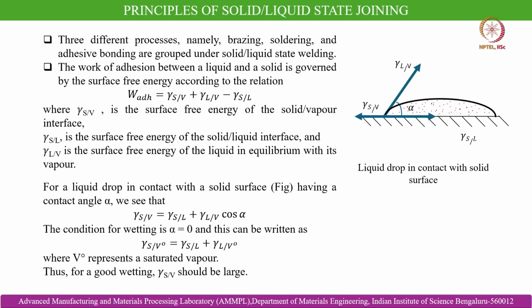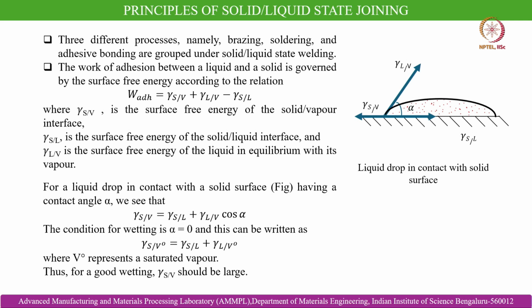the contact angle based discussion regarding wettability of the weld melt generated at the weld pool in case of fusion welding. So, how the work of adhesion determines their integrity, the joint strength and also the structural integrity of the joint. So, we will talk about all three different processes, that is brazing, soldering as well as adhesive bonding. They are basically grouped together as solid liquid state welding.